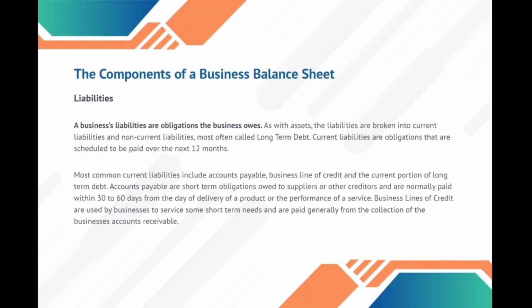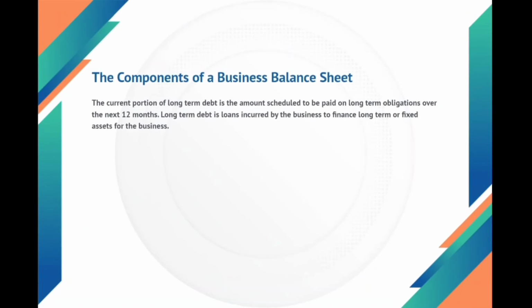Accounts payable are short-term obligations owed to suppliers or other creditors and are normally paid within 30 to 60 days from the day of delivery of a product or the performance of a service. Business lines of credit are used by businesses to service some short-term needs and are paid generally from the collection of the business's accounts receivable. The current portion of long-term debt is the amount scheduled to be paid on long-term obligations over the next 12 months. Long-term debt is loans incurred by the business to finance long-term or fixed assets for the business.